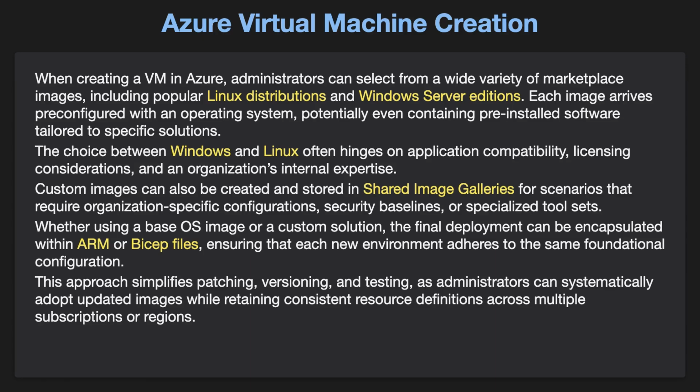Custom images can also be created and stored in shared image galleries for scenarios that require organization-specific configurations, security baselines, or specialized toolsets. Whether using a base OS image or a custom solution, the final deployment can be encapsulated within ARM or Bicep files, ensuring that each new environment adheres to the same foundational configuration.